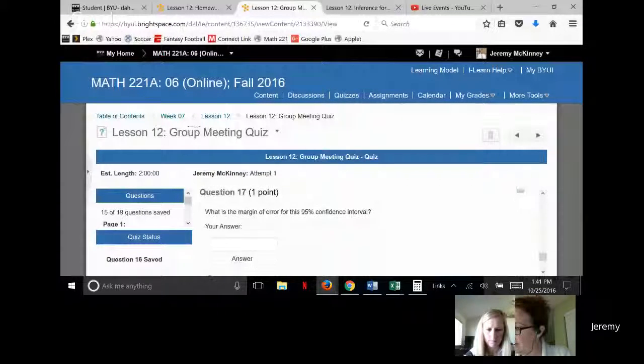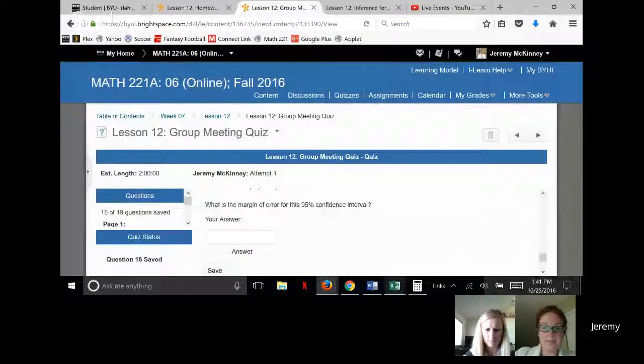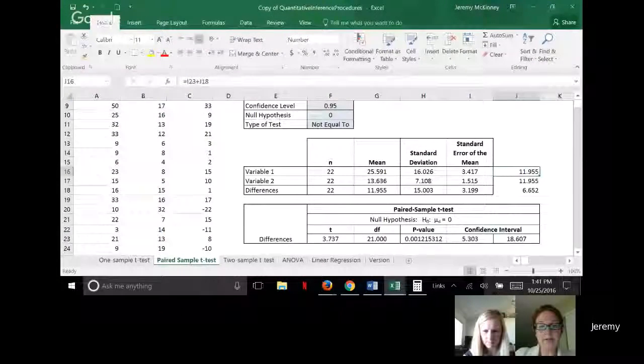Margin of error. Is that on there? The margin of error is how much it's like that 6.65, the first one, that's how far off it would be from the standard. That's another name for the margin of error.